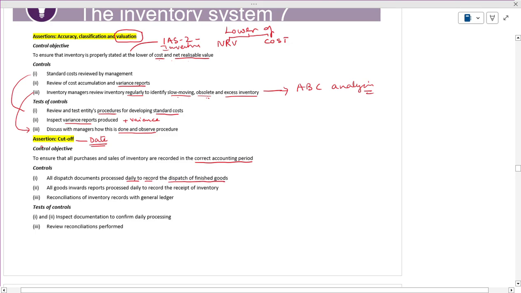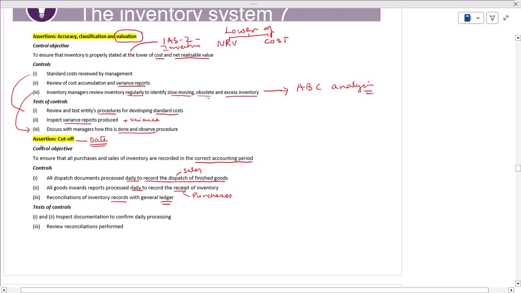All dispatch documents processed daily, to record the dispatch of finished goods, on a daily or weekly basis. It has to be done. Same process: all inwards reports processed daily. This is with respect to sales, this is with respect to purchases. And once you have done this, you have to take a reconciliation with the ledger.